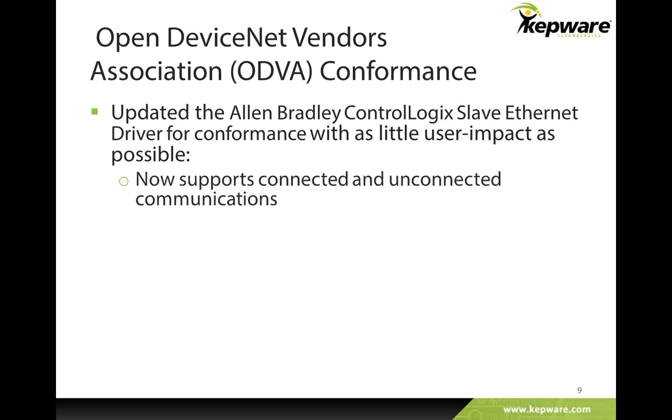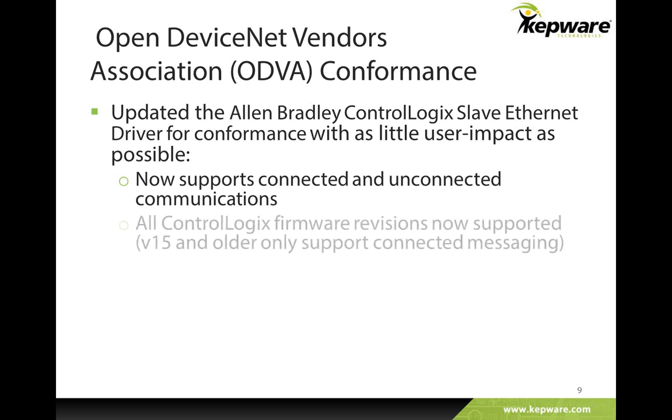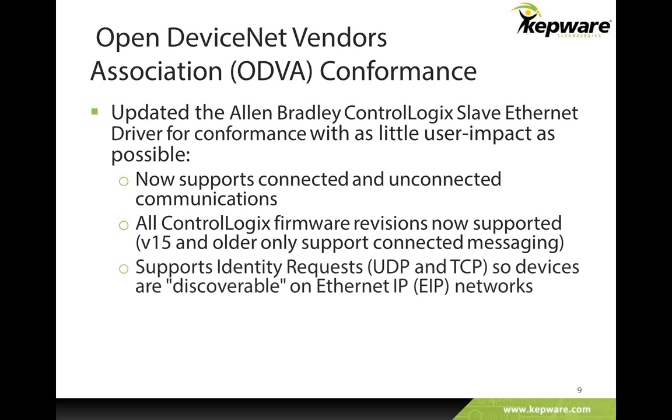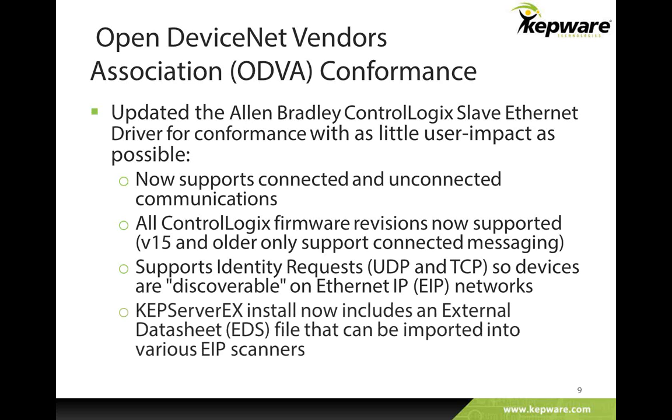So now with this driver, we support connected and unconnected communications. Before, we only supported unconnected. Also, with the connected messaging, we support all the ControlLogix firmware revisions. It used to be just 5.15 and up, and now we support all of them, so that's great. We support identity requests. So if there's an EIP scanner, a ControlLogix scanner, on the network, we can respond to a request and say, here's our identity, and pass them some information. We also include in our install an electronic data sheet, or EDS file, that you can import into the scanner. So just some greater flexibility there.